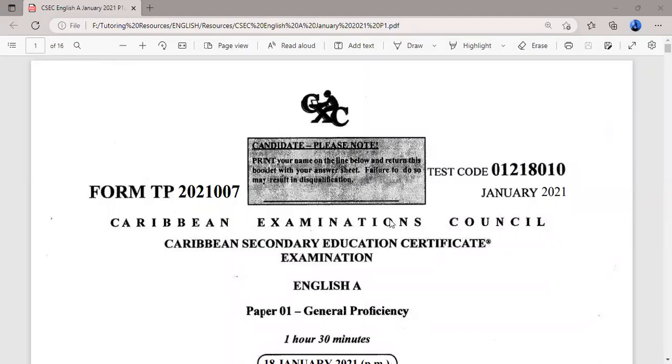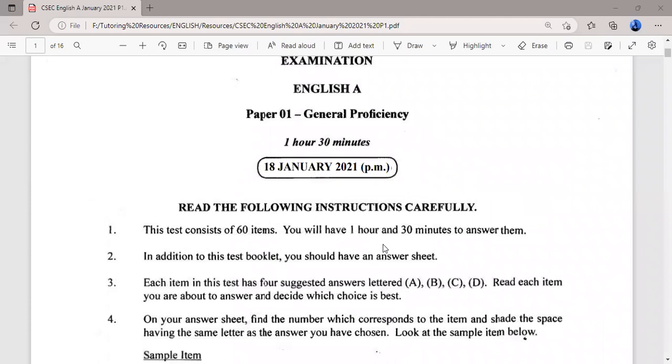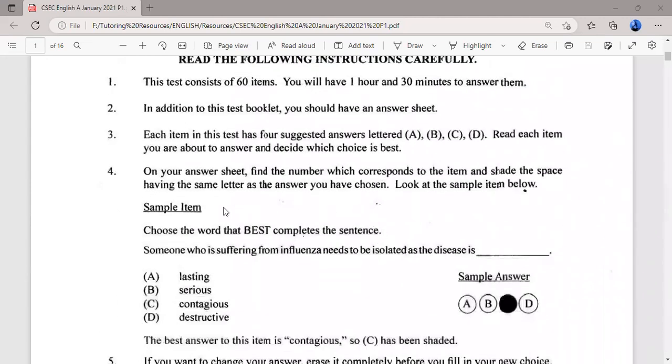Okay, good afternoon, everyone. Today we will be going through a past paper, and this one is January 2021, paper one. Before we go into the main paper, we're going to read the instructions first for the entire paper. Those who are not familiar with how the CSEC paper one looks, this will be the first page that you see. Most, if not all, of the paper ones that you will do, this is the format of the first page.